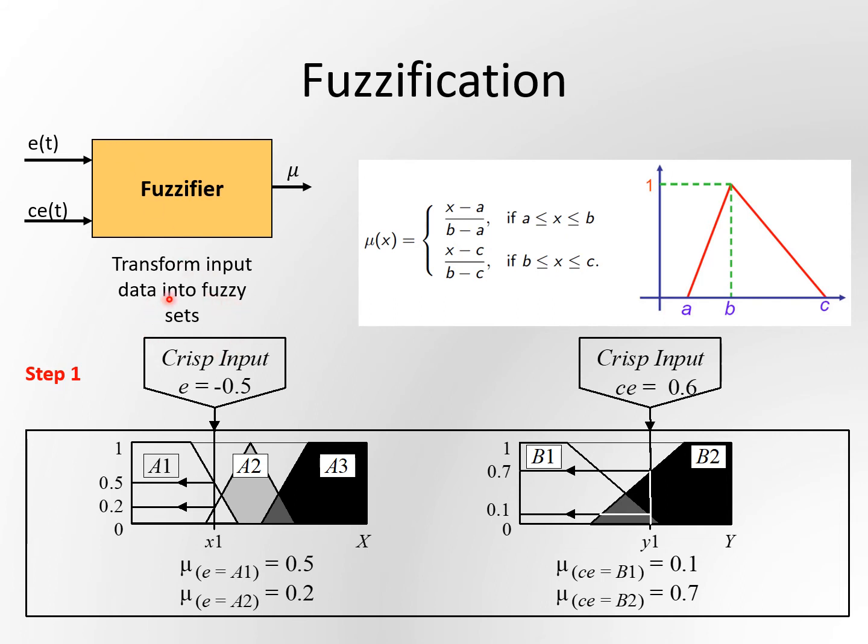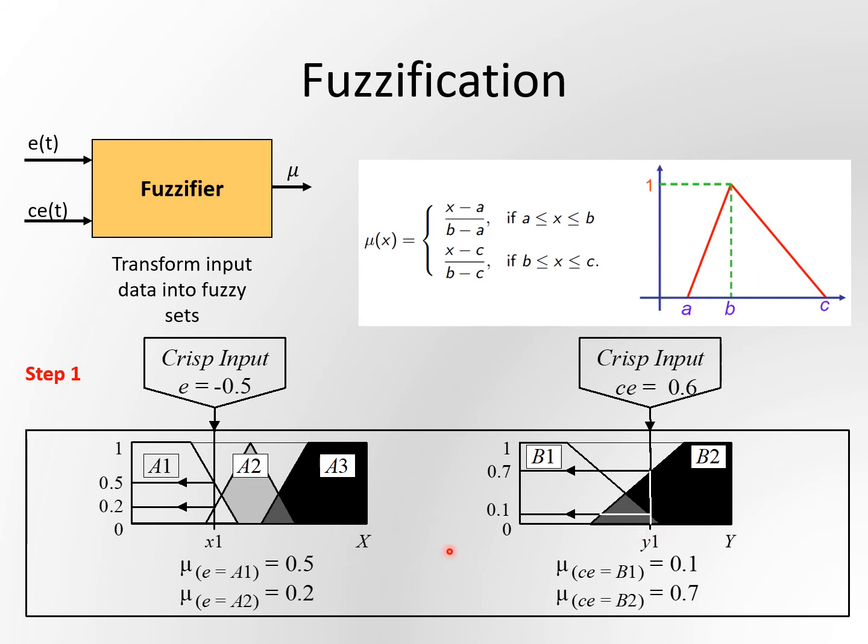If we use the crisp input E equals minus 0.5 and the crisp input for change of error is 0.6. So we have two linguistic variables used. The linguistic values are in terms of x1 or y1, and the membership functions are A1, A2 or A3 for the input x1. For y1, the membership function is B1 or B2, trapezoidal B1 or trapezoidal B2. So these are the two different categories of inputs.